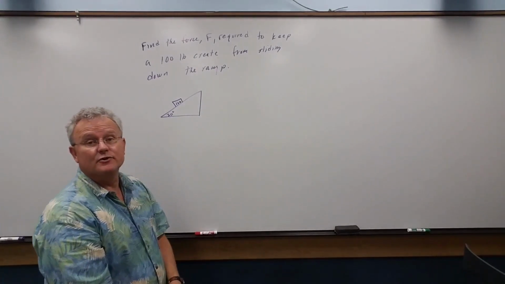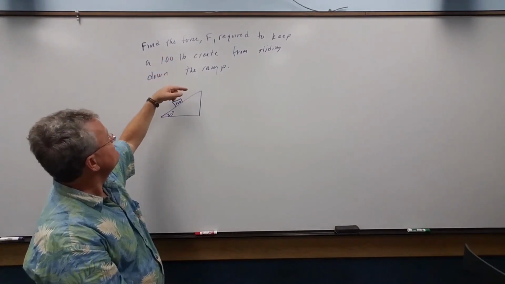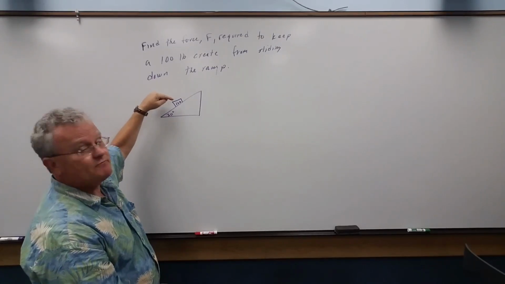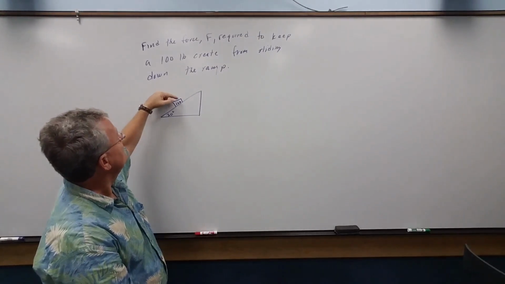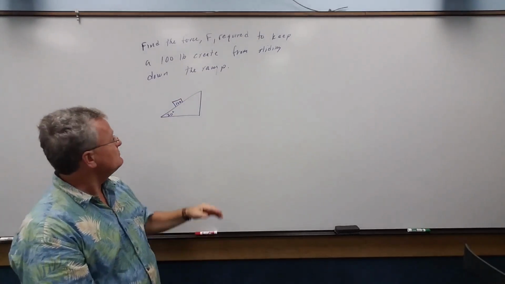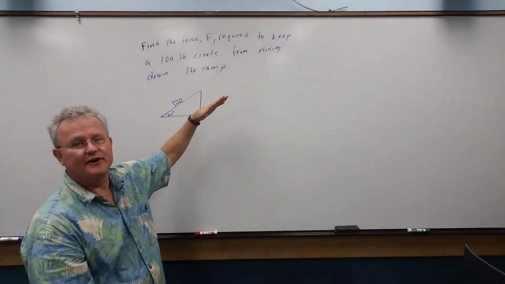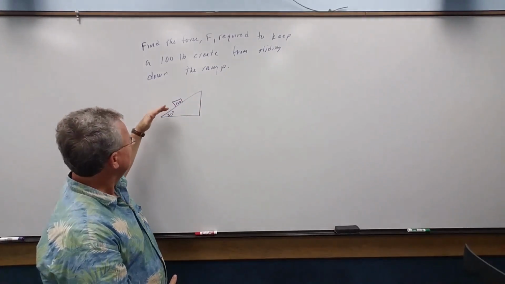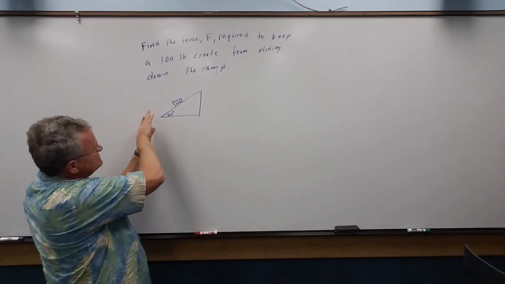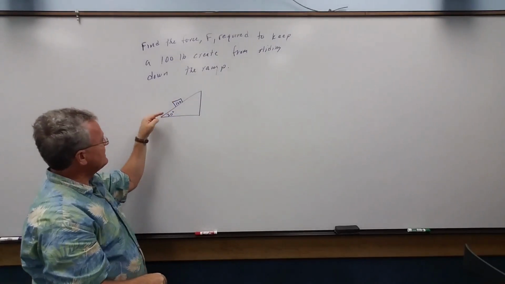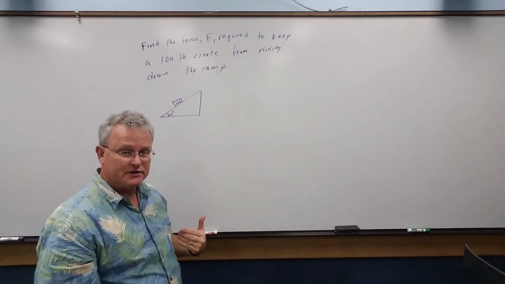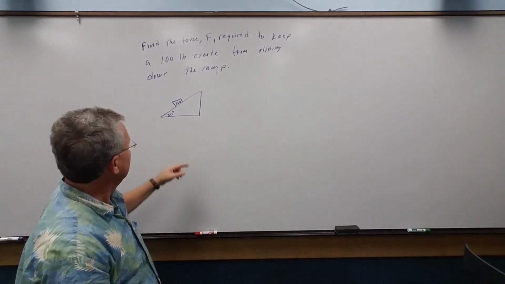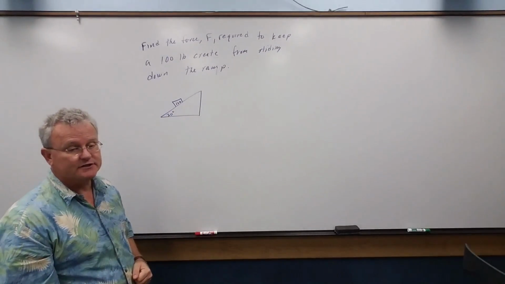All right, here we're going to do an example of finding the force required to keep this 100-pound crate from sliding down the ramp. And we assume that it's like ice on there, there's no friction. And so the question is, how much force does someone have to push on that so it doesn't slide down? And the angle here is 30 degrees.